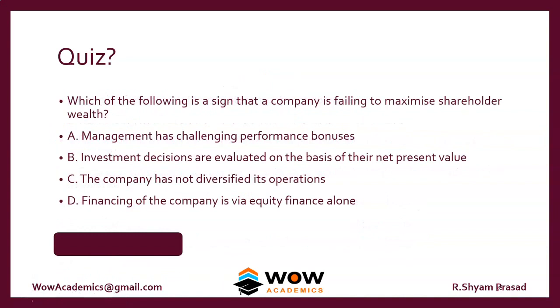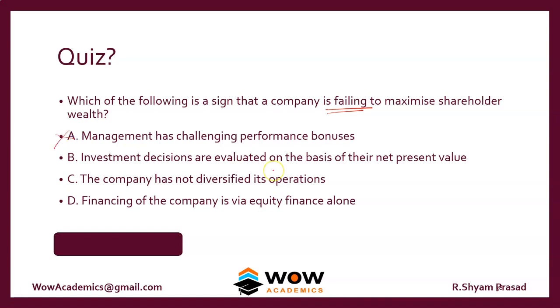We have another question. You can pause the video. Which of the following is a sign that a company is failing to maximize shareholder wealth? The key element here is the word failing. Which of the following is not maximizing shareholder wealth? Management has challenging performance bonuses. If the bonus is given for challenging work, it maximizes the shareholder wealth. So this should not be the answer.